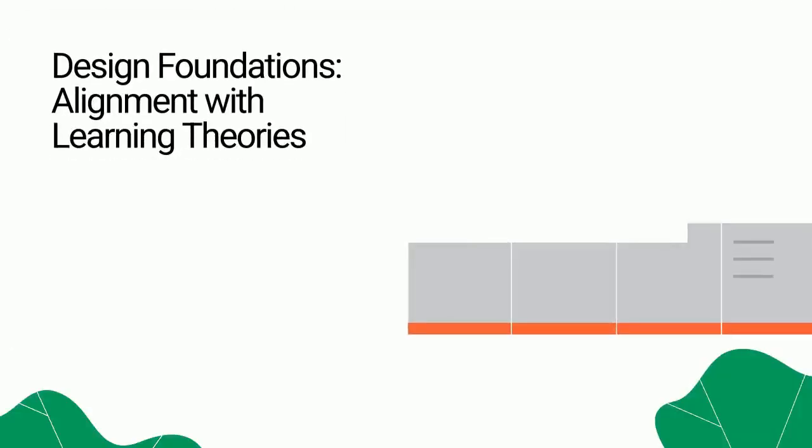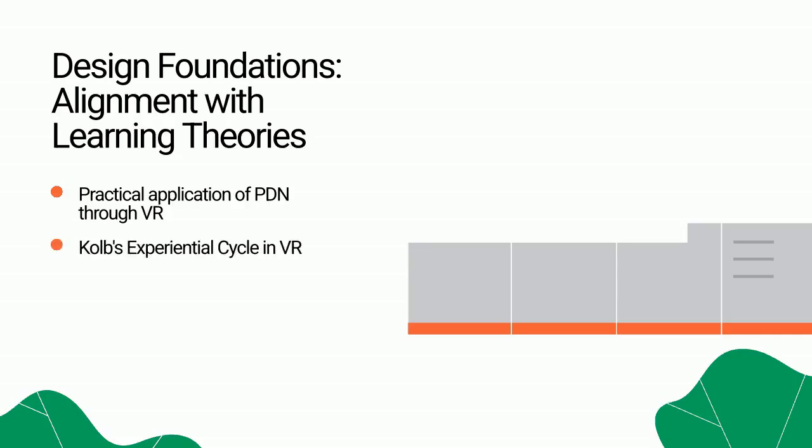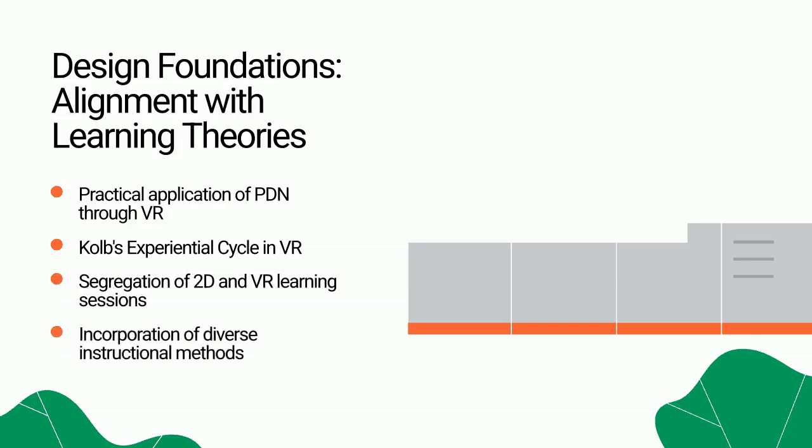Design foundations. Alignment with learning theories. Engage with VR scenarios to practically apply PDN specifications, moving beyond policy readings. Experience Kolb's cycle through VR for reflection and application. Manage cognitive load by separating lessons and practice. Include diverse methods to support all learners.